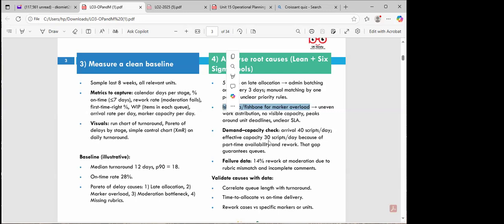And then you also have to check demand capacity, that is, look at the capacity check in terms of the number of scripts that you receive and the capacity to deal with the scripts. Then you have to look into the failure data, 14% rework moderation. So all these things are things you have to look into.